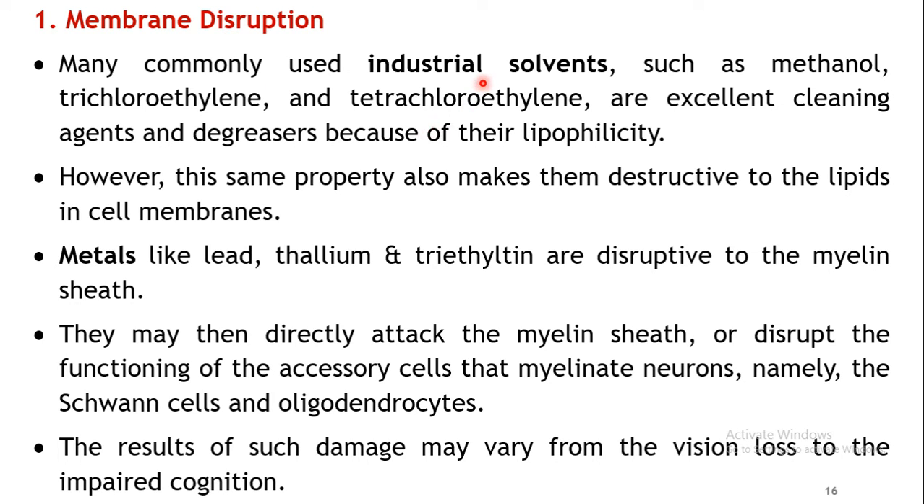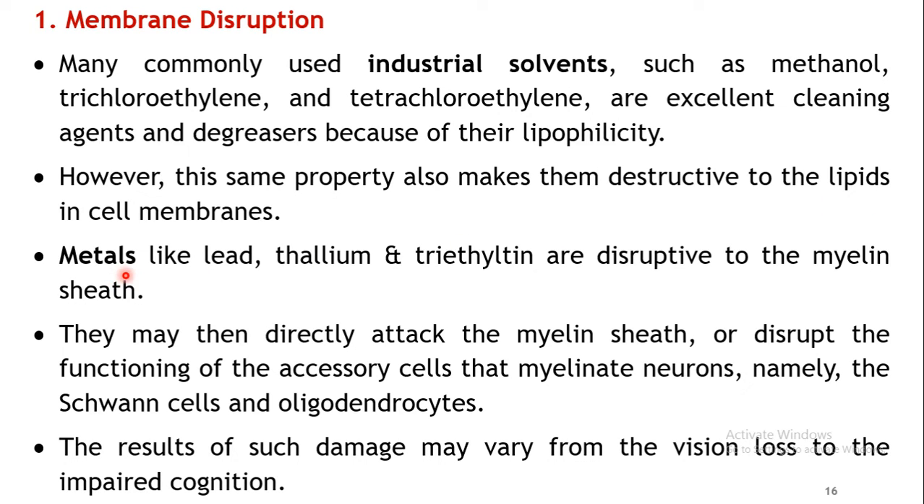Mainly the industrial solvents such as methanol, trichloroethylene, tetrachloroethylene are the ones which can damage the membrane. Now how are they damaging the membrane? That's because these agents are excellent cleaning agents and degreasers, because of their lipophilicity, and for the same reason they can also be toxic towards the cell membranes of the neurons. They will start damaging the lipids in the cell membranes. That's how they can be toxic towards the neurons. So they will disrupt the membrane structure, because we have seen that there are a lot of phospholipids present. The membrane is lipoidal in nature, right? So it can be damaged.